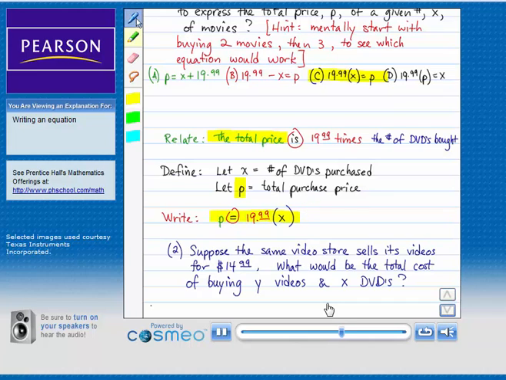And remember, of course, that any algebraic equation can be turned around. 19.99 times X is equal to P would be perfectly acceptable as well.